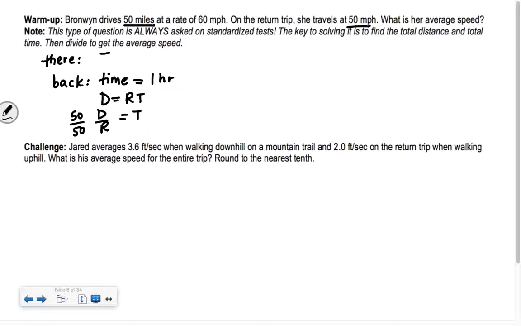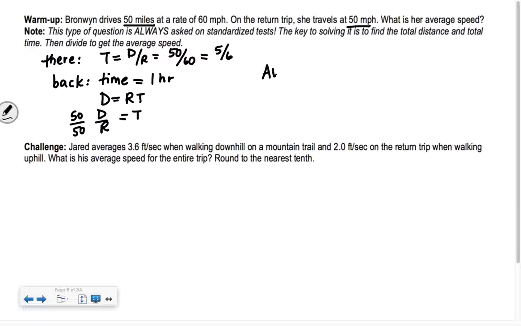So if we do that here, if I say the time is equal to the distance over the rate, the distance she went was 50 miles, and she went at a rate of 60 miles per hour. So it took her what fraction of an hour? 5/6 of an hour, right? Which makes sense, less than an hour.